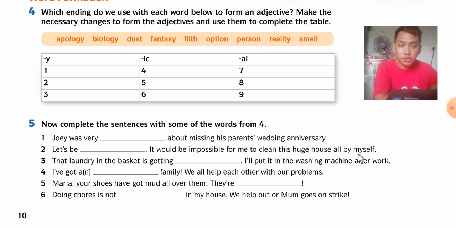Let's look at number 1. Joey was very blank about missing his parents' wedding anniversary. Okay. Would you like to give it a go? Let's give you 5 seconds. Okay, 1.